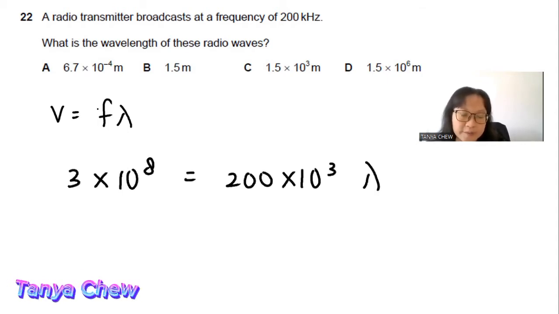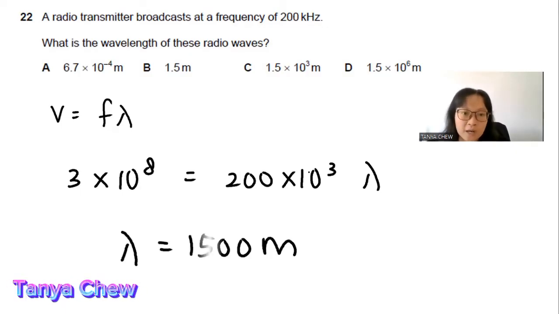Speed of light, 3 times 10 to the power 8, is equal to frequency, which is given as 200 kilohertz. You have to change that kilo to hertz, so you just times 1000, times lambda, and you have your lambda, which is the wavelength, which is equal to 1500 meter, or C.